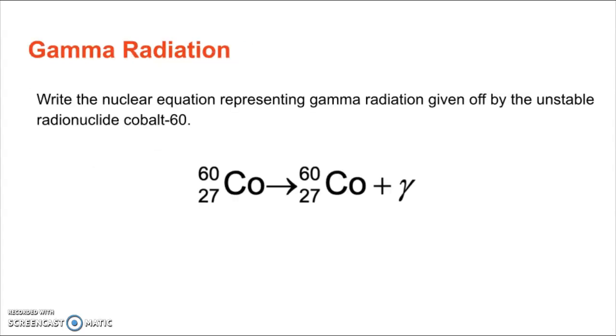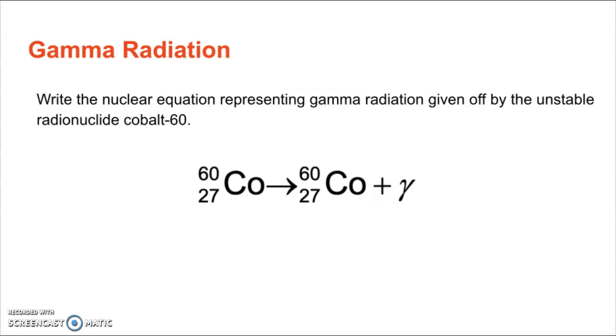All right, the last type of particle we have is gamma rays. Okay, so gamma radiation. For this example, I want to write a nuclear equation representing gamma radiation. It's starting with unstable cobalt-60. Cobalt-60 has an atomic number of 27. It has a chemical symbol of Co. Make sure that second o is lowercase.